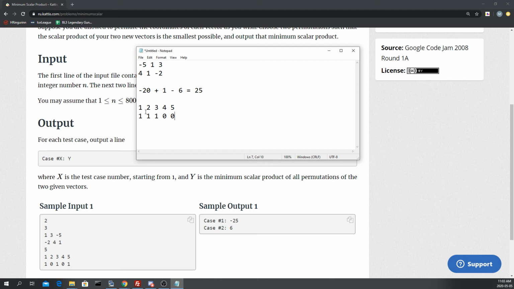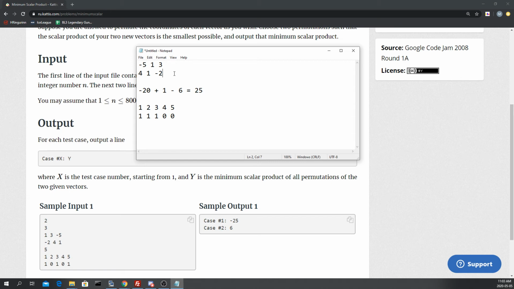So then we might have an idea. This is in ascending order. This is in descending order. This is in ascending order, and this is also in descending order. So can we greedily sort this, the first one in ascending order and the second in descending order, and then just multiply each value? Is that always going to be optimal? I think so.